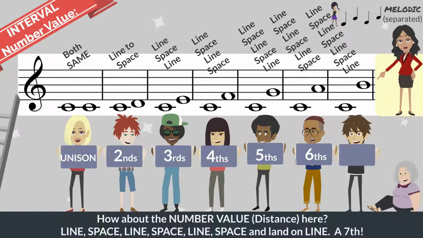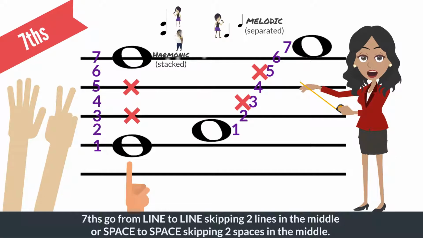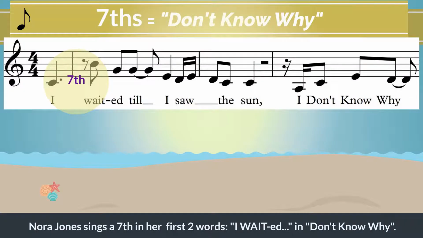How about the number value here? Line, space, line, and land on line. A seventh. Sevens go from line to line, skipping 2 lines in the middle, or space to space, skipping 2 spaces in the middle. Norah Jones sings a seventh in her first 2 words, "I waited," and "Don't Know Why."